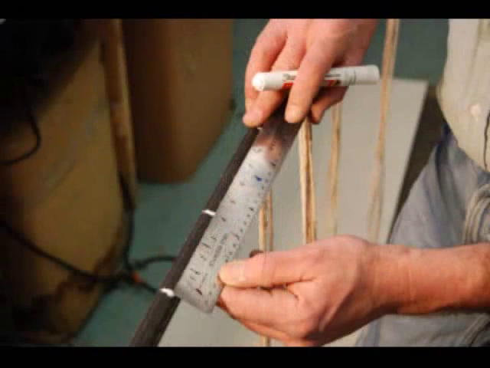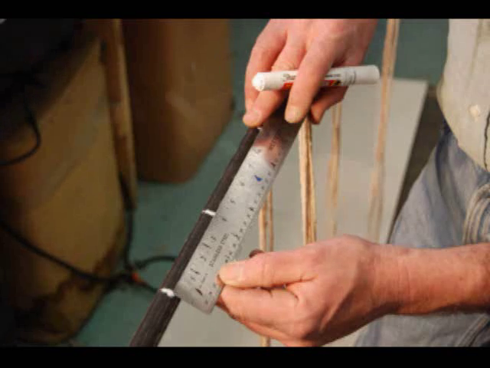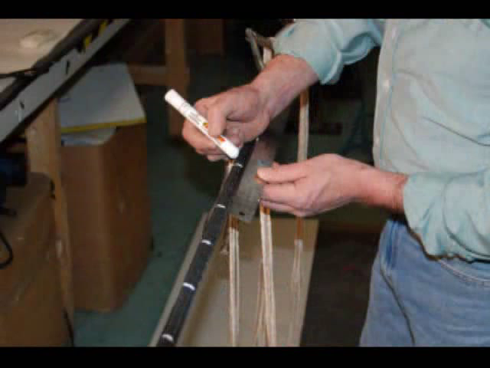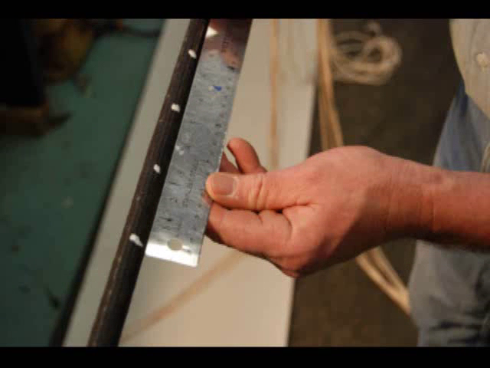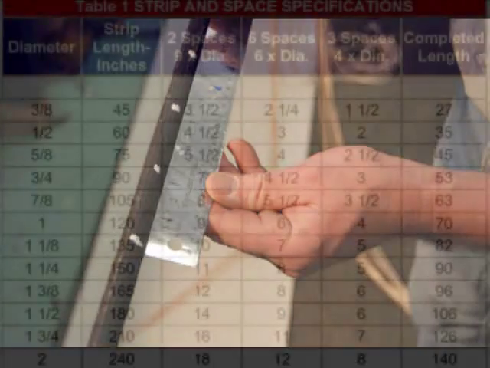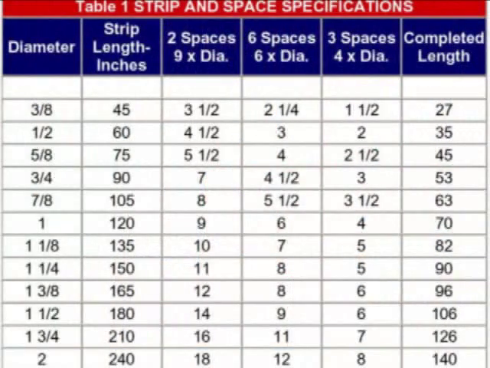Using your marker, mark up the cable, two spaces each being 9 cable diameters, then 6 spaces equal to 6 cable diameters, plus 3 spaces equal to 4 cable diameters. In our 5/8 diameter example, this works out to be 5 5/8 inches, 3 3/4 inches, and 2 1/2 inches respectively. A complete table of diameters is shown, which does the calculations for you and predicts the finished length of the splice for all sizes of uniline.